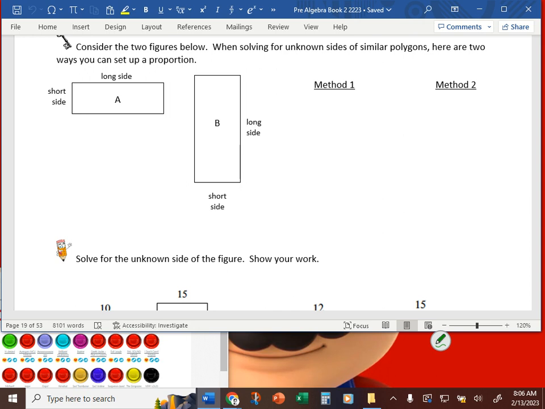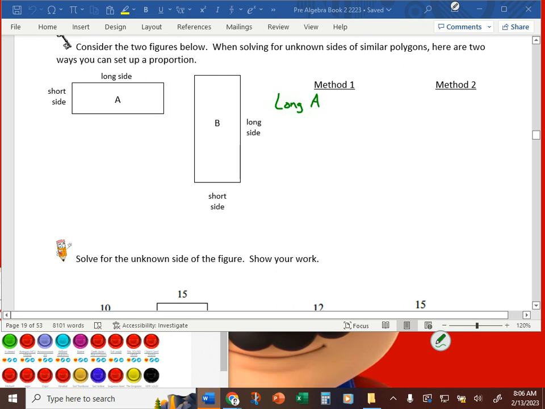So if I'm setting up this proportion, and I put the long of A as the numerator of my first fraction, what are my two options for the denominator of this first fraction? Remembering that our units need to line up either vertically or horizontally. If I start with the long of A as the numerator of this first fraction, what could I put as the denominator? Short of A. Okay? And I can do that because my A's are lined up vertically, right? Long of A over short of A.